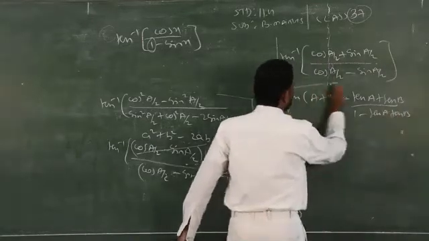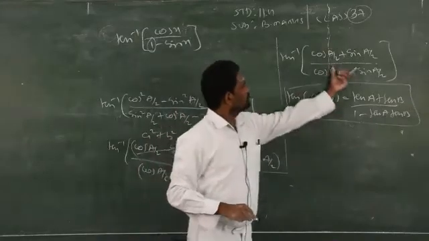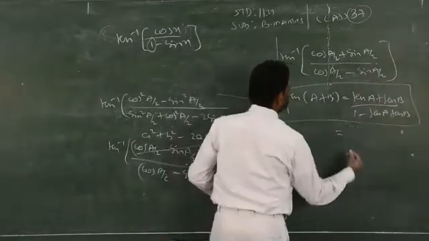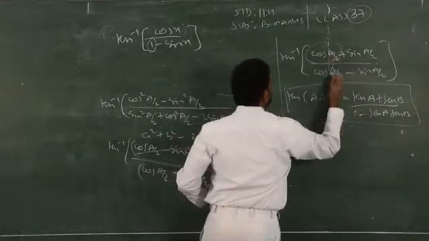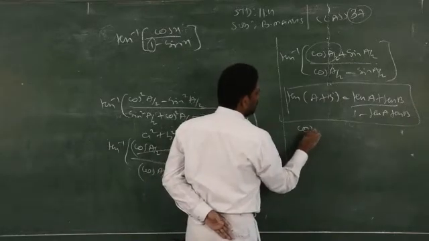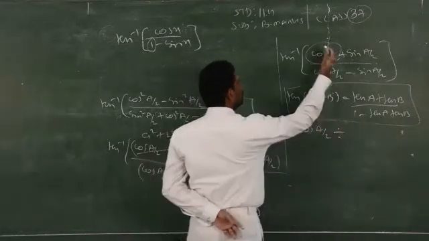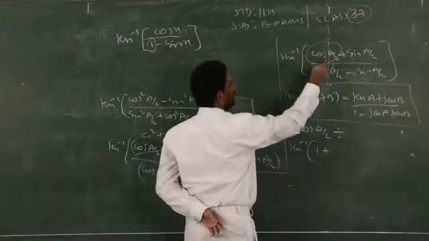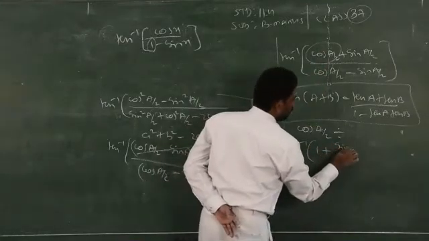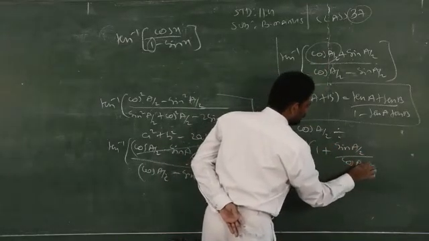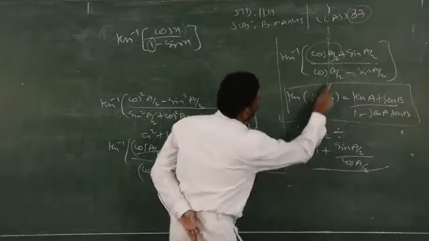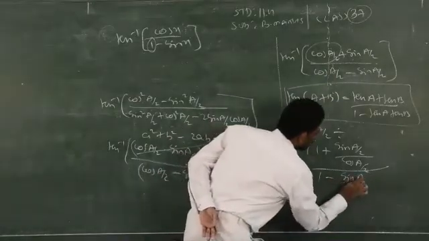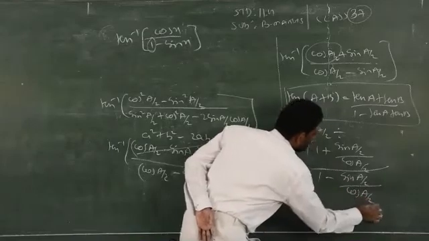So my aim is to bring this term into this format. So I must have tan a or tan b. So I am dividing both the numerator and denominator by cos a by 2 to bring the result. Cos a by 2 by cos a by 2 will get 1. So sin a by 2 by cos a by 2 over 1 minus sin a by 2 by cos a by 2.